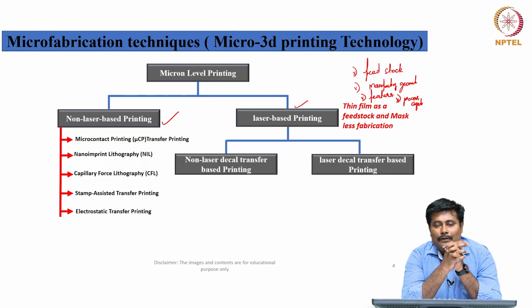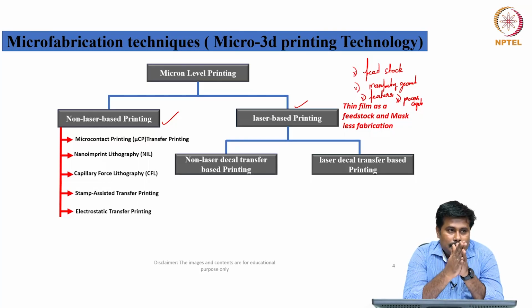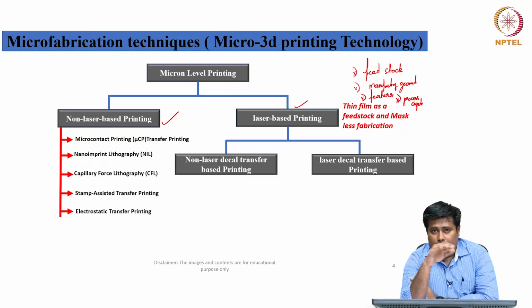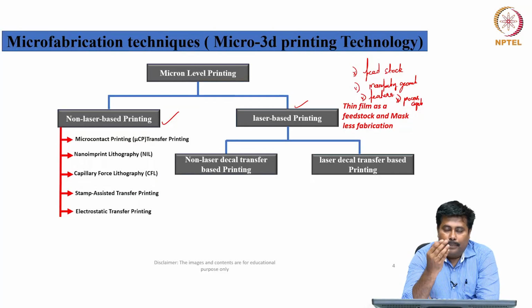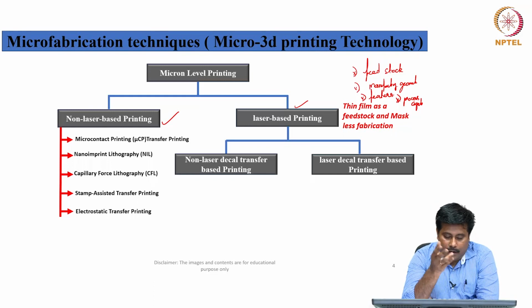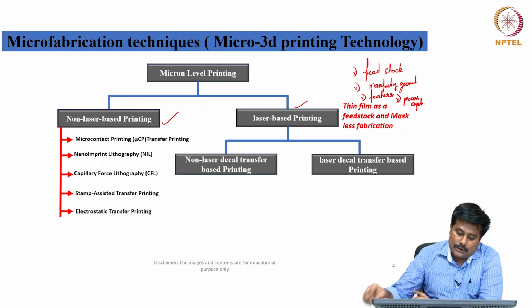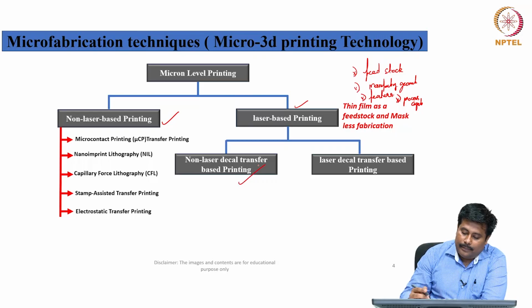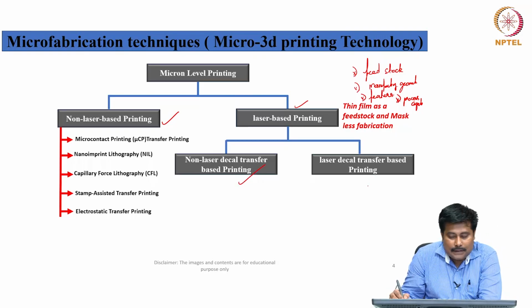This electrostatic transfer printing, we are all aware of it, is the photocopying machine. The same technique has evolved to print on flexible substrates, on flexible PET sheets, or to print micron level layers on any kind of structures, etc. Now, when we consider laser based printing, it is classified into two. One is called non-laser decal transfer based printing, and the other is called laser decal transfer based printing process.